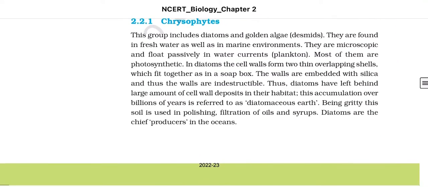Chrysophytes. This group includes diatoms and golden algae, that is known as desmids. They are found in freshwater as well as in marine environments. They are microscopic and float passively in water currents like plankton. Most of them are photosynthetic.